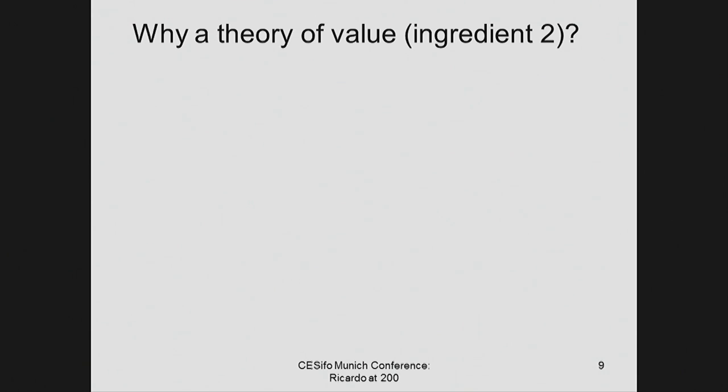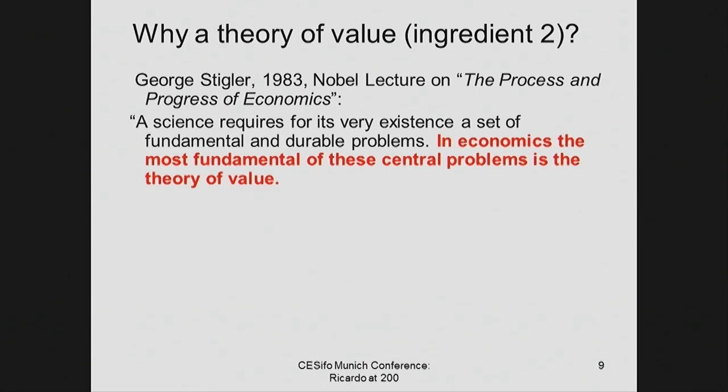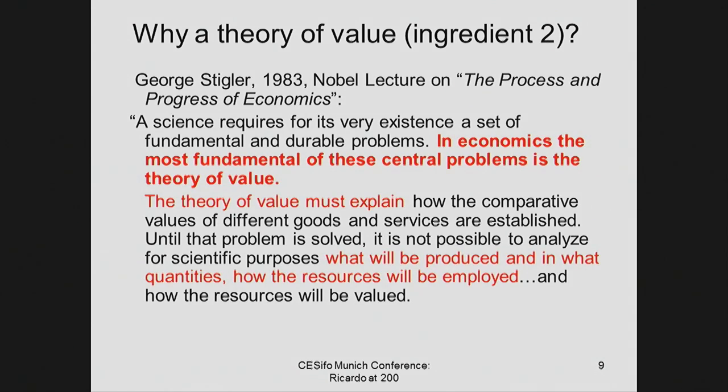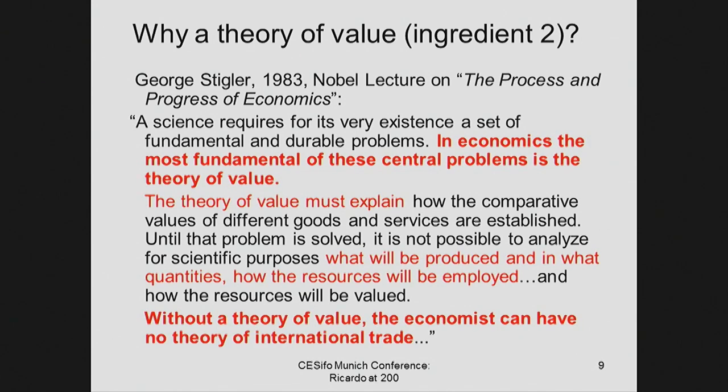The second part is the theory of value. Here we go back to George Stigler: in economics, the most fundamental of these problems is the theory of value. The theory of value must explain what we produce, in what quantities, and how resources will be employed. Without a theory of value, economists have no theory of international trade. So it was the genesis of what we're celebrating at this conference, the theory of international trade. It has a theory of value. In this sense, David Ricardo was very different from Adam Smith.